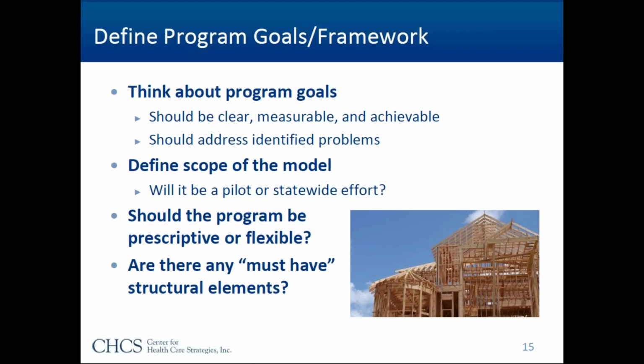You should think about what the program goals are, and they should be clear, measurable, and achievable. And it should address identified problems in the state. It's not going to be a panacea, catch-all thing that's going to solve any issues in healthcare in a state or provider organization. You should define the scope of the model. Will it be a pilot or a statewide effort? Will participation be mandatory, or will it be more flexible? And will the rules of the program allow for innovation, or will it be a very specifically designed program? There's also, are there any must-have structural elements? Is there something that the state really wants to focus on, say health disparities, that will be a big part of the program as you get into the nitty-gritty design process?